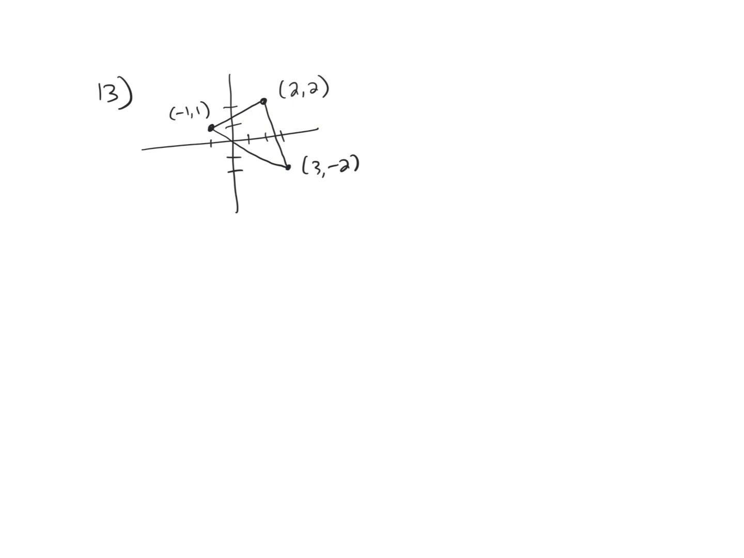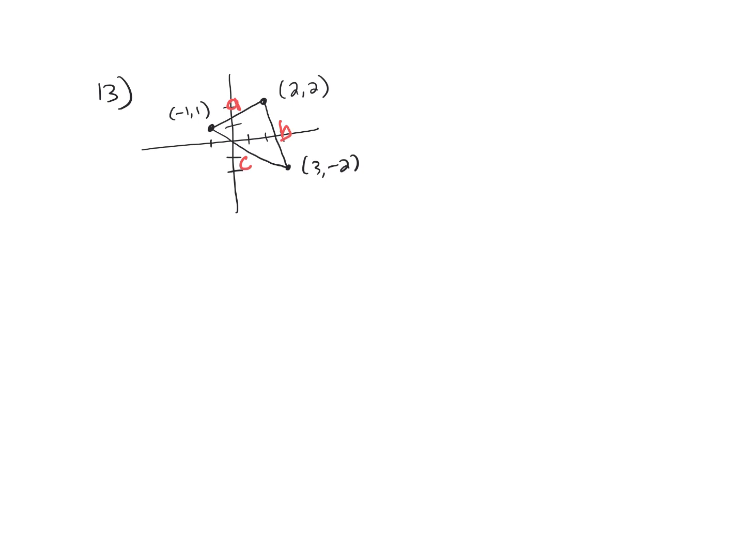Okay, for numbers 13 through 17, you are supposed to find the perimeter. So I've got a rough sketch of number 13, and here's what I want you to do to help keep things straight. I want you to label the sides. You can label them whatever you want. I'm going to label this one A, this one B, and this one C. Your job is to find the distance for A, B, and C and add those together.